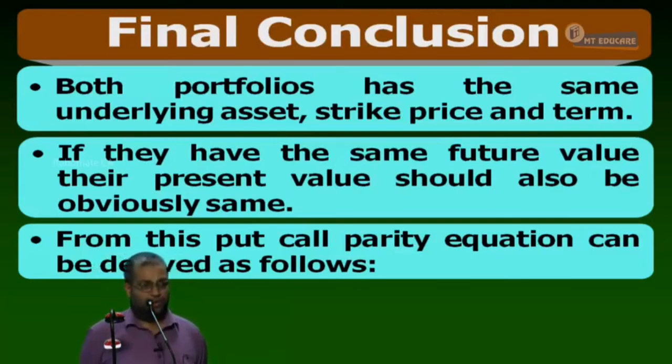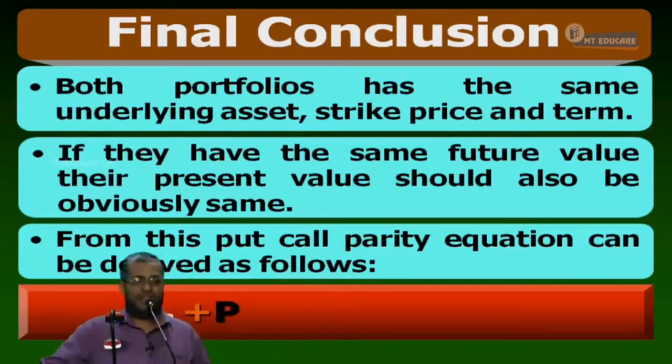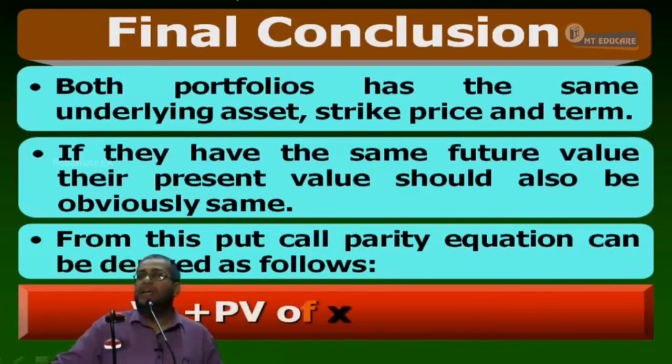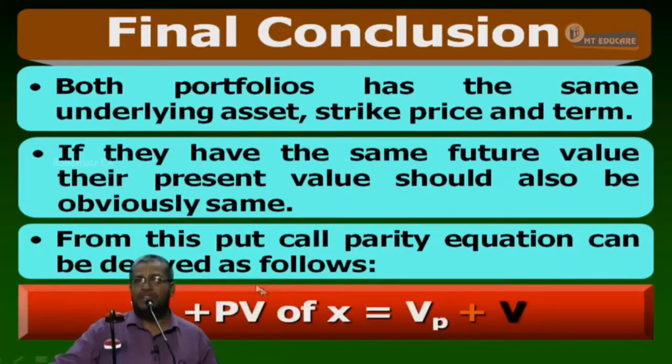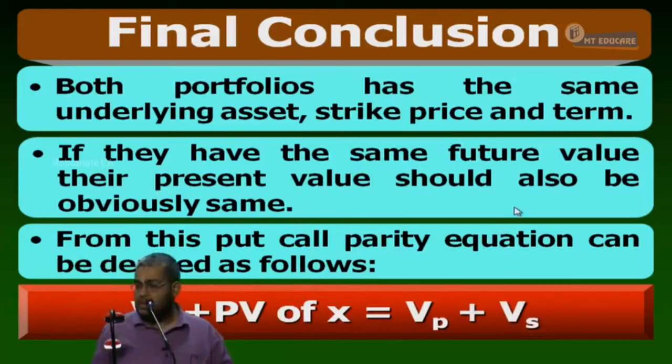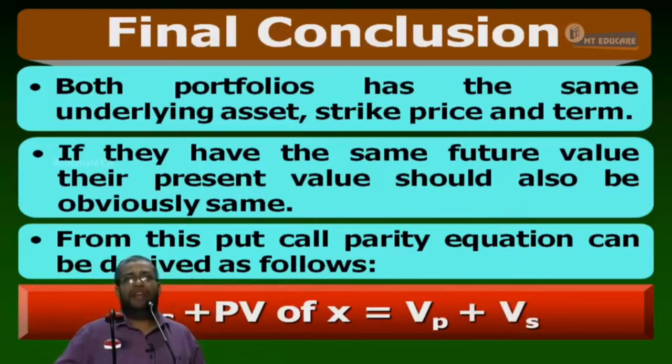Do you understand or not? Since the two options are on what? Same asset, etc. The portfolios have what? Same maturity value. The present value also should be the same. Last point. Point D or E? E. Hence, the put-call parity equation: VC plus PV of X is equal to VP plus VS.